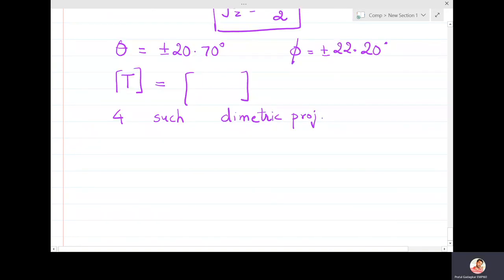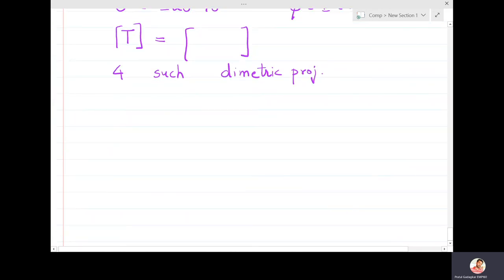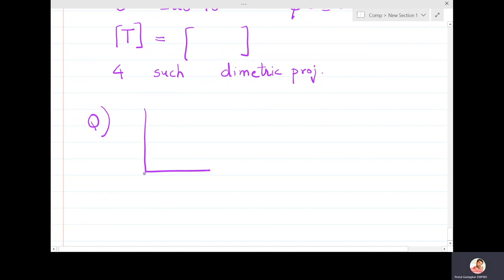Let us now move to one simple problem again. Suppose I have an object in three-dimensional space. Suppose it's something like this. It need not necessarily be a cube always. For simplicity, I'm drawing it in a cube shape. There is some object whose one of its edges is 3 centimeters, and I'm viewing it along the z-axis.